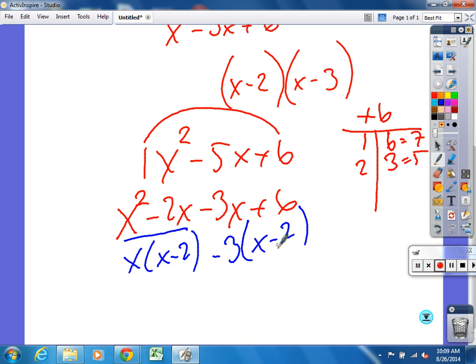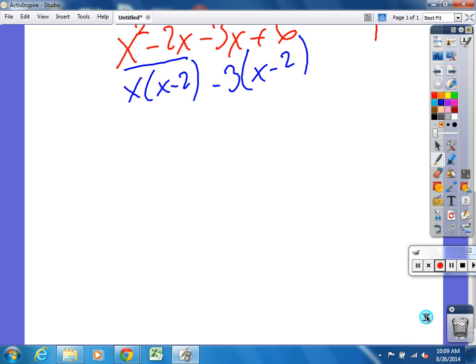What does this look like, ladies and gentlemen? This looks like what I showed you yesterday, huh? Where we had that binomial distributed into the other binomial, correct? So we pull out that binomial, and what was the leftover binomial? Okay.